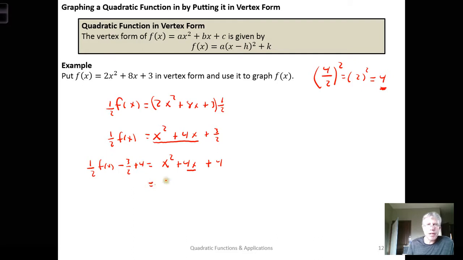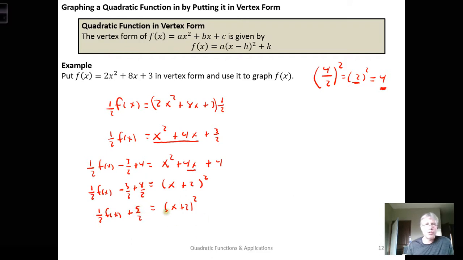And we completed the square. So now we ask the question, what was the square that we completed? Well, it's going to be x, and then I have a plus 2 that got squared, so x plus 2 is the square that got completed. And this is a half of an f of x minus 3 halves. I'm adding 4, so I need a common denominator for the 4. So 4 is going to become 8 over 2, which is still 4. And this is going to equal x plus 2 being squared. And I get a half of an f of x. And minus 3 plus 8 is plus 5 halves.